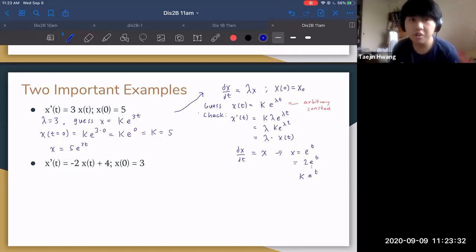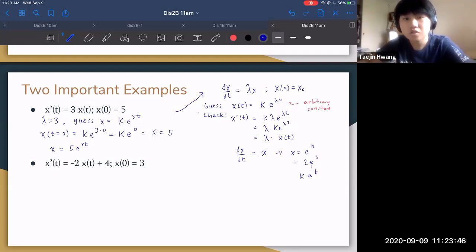So do we have any questions about this so far? Might seem like magic at the moment, but I think the more we try this, the more it'll make sense. And just to recap the overall process, you guess, you check, and then you plug in your initial condition.